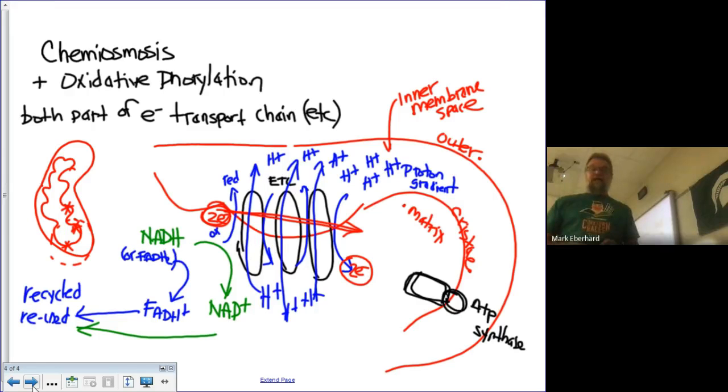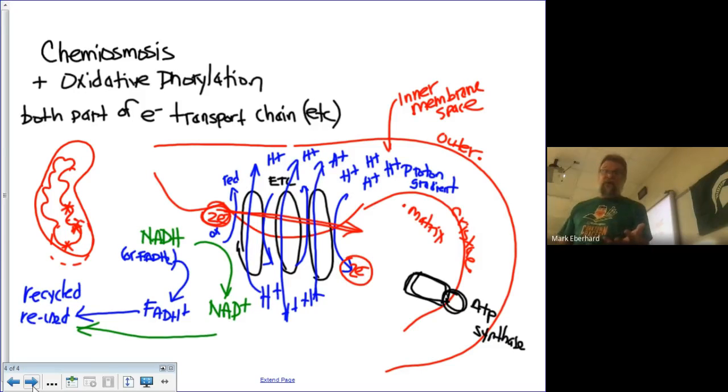Why do I want to put the hydrogens into the intermembrane space? I want to build up that proton gradient. That's building up potential energy. So as I put more and more hydrogen into the intermembrane space, that builds up a higher and larger concentration gradient. That also builds up that larger electrochemical gradient.